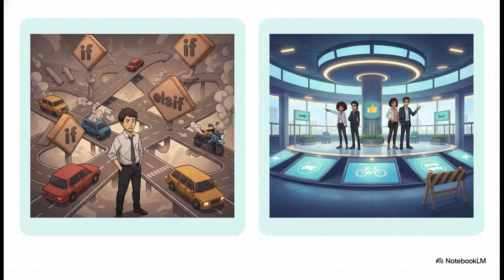Now, without this pattern, you know exactly what you'd have: a giant, monstrous if-else block that just grows and grows and becomes an absolute nightmare to maintain. But with the strategy pattern, each method of transportation is its own neat, tidy, self-contained object. You can add a new way to get to work, like a scooter, without ever touching the code for car, bike, or bus. It's just beautifully elegant.